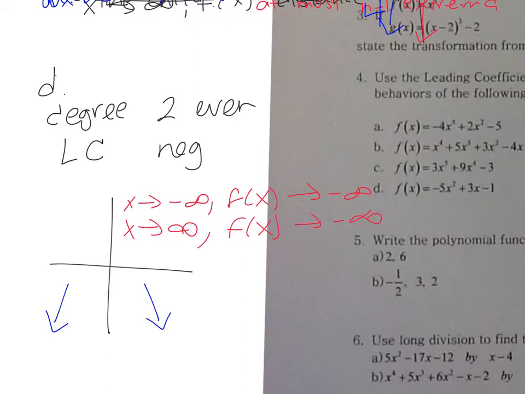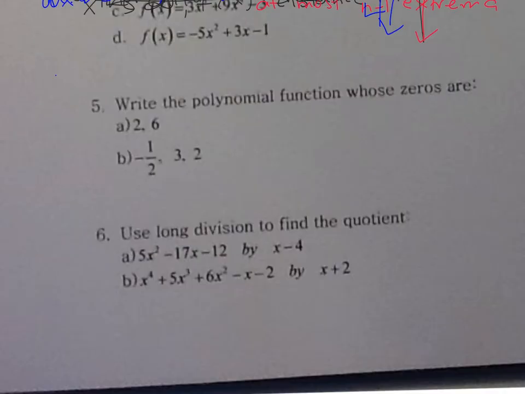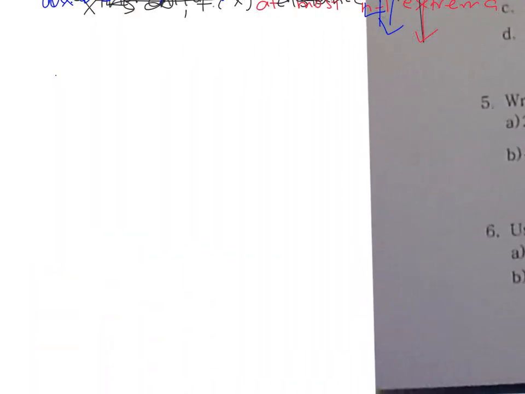Okay, let's take a look at number 5. Okay, so number 5 is you have to write the polynomial function. So they give you these zeros. And these are rational zeros. So we have x is 2 and x is 6. So let's write that. X equals 2 and x equals 6.